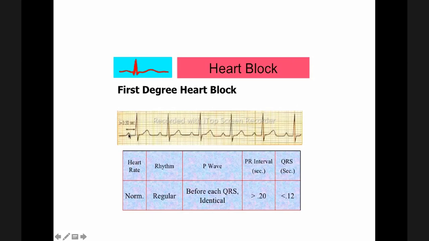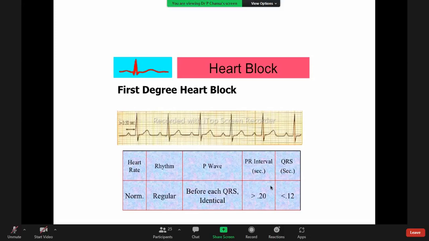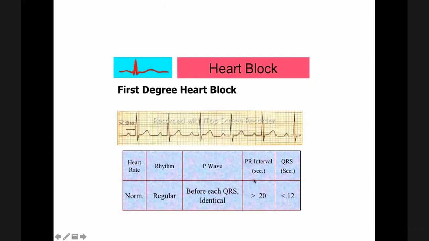Now, if you have a prolonged PR interval, then it's first degree AV block. The P wave is coming, QRS is coming, T wave is coming. P wave comes, QRS, T. It's nice and orderly, okay? The only difference is that when you measure the intervals, the only thing that is prolonged is your PR interval. From the beginning of P, you count the number of boxes, then multiply by 0.04 seconds, and it's more than 0.2. That's the only abnormality here. Then that's a first degree AV block.